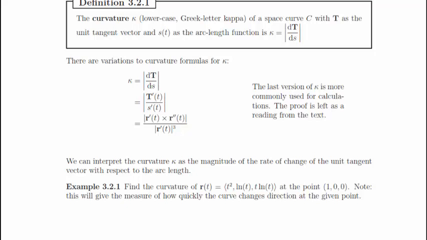Now, dT/ds, we could use the chain rule on this and get that this is the same thing as the magnitude of T prime over s prime, both with respect to t. Essentially, what we're saying is this equals the magnitude of dT vector over dt, over ds over dt as well.